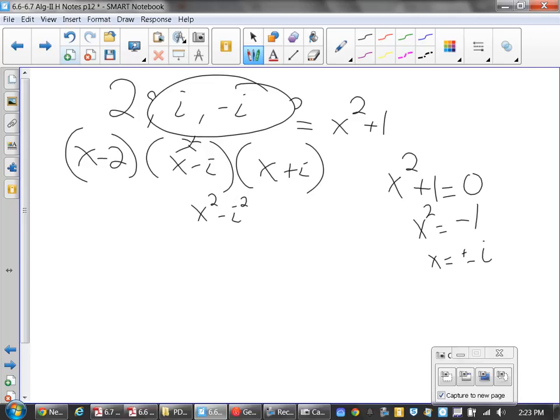What you wind up with then is x minus 2 times x squared plus 1, and you just have to FOIL that out. You're still going to get a third degree polynomial.